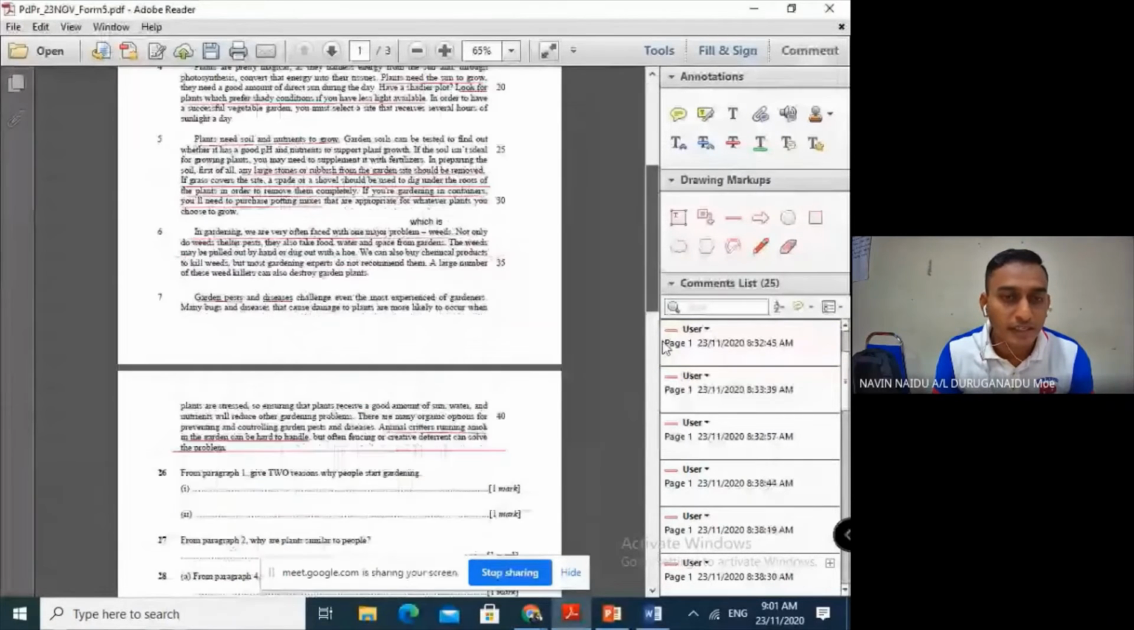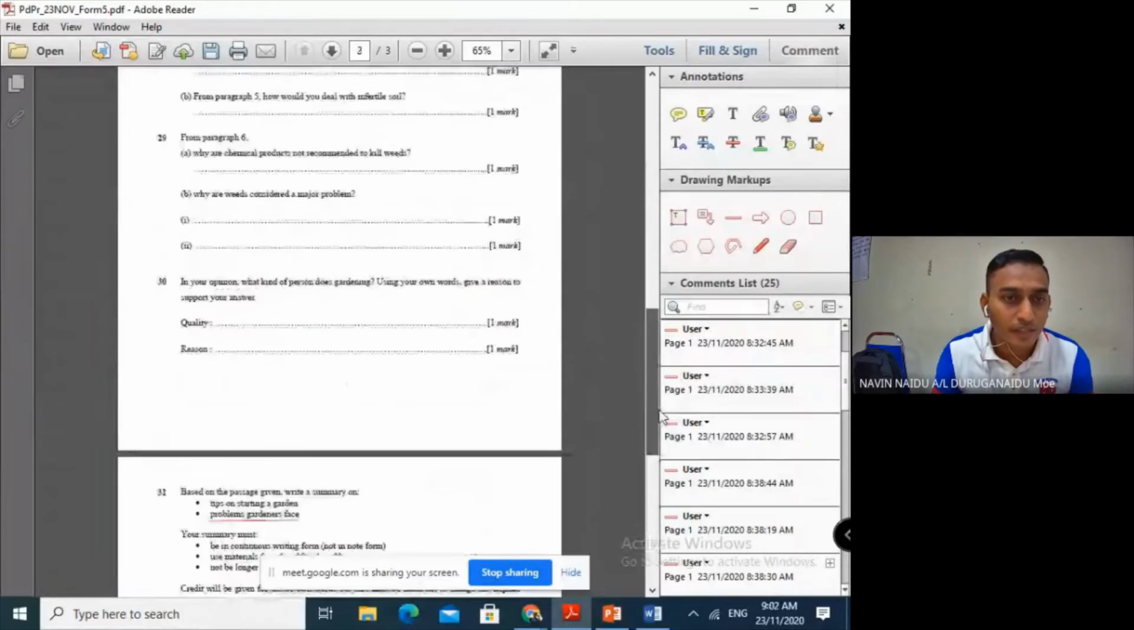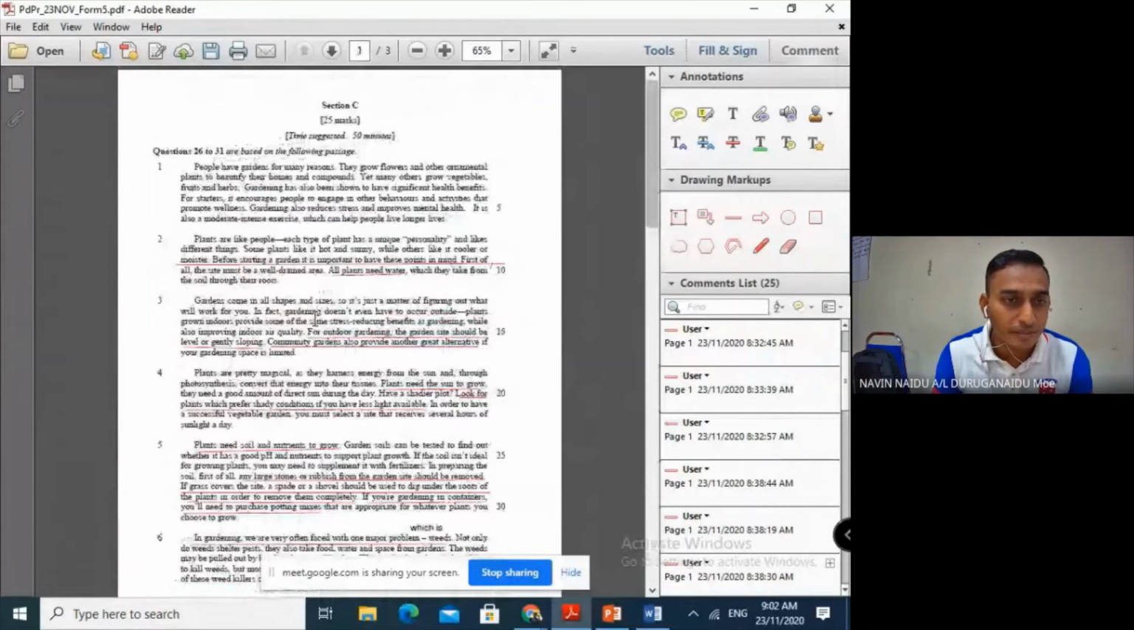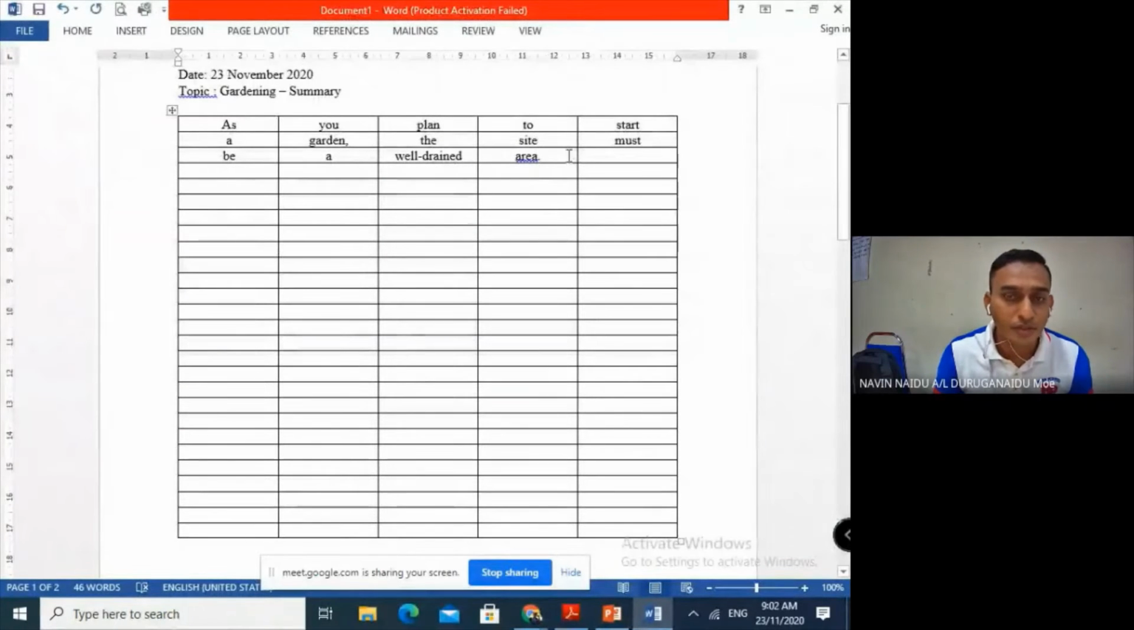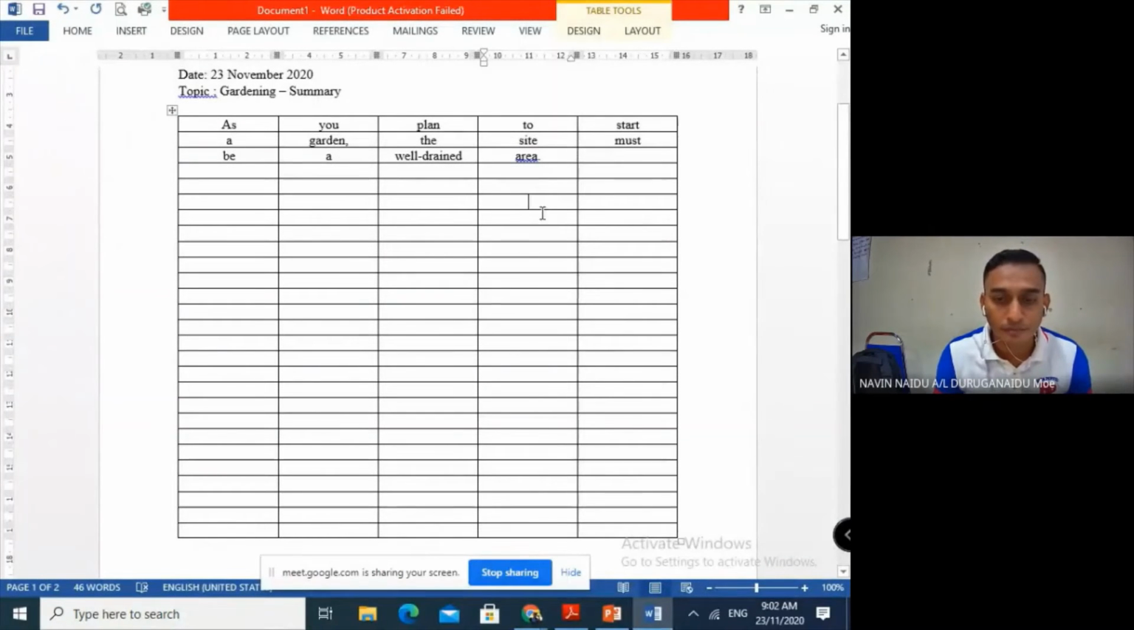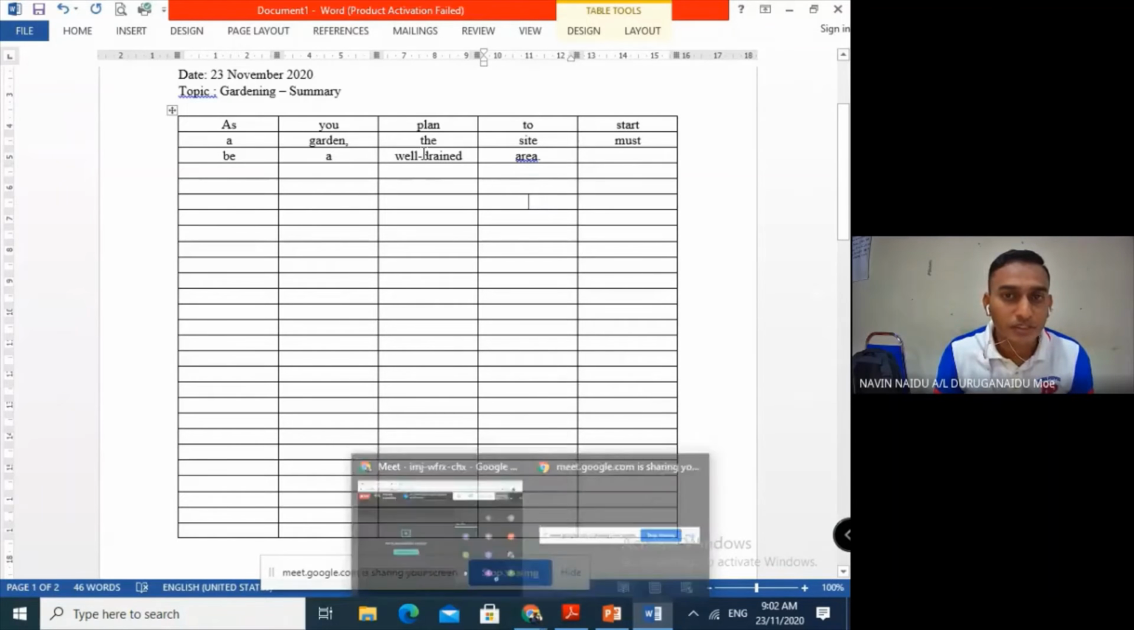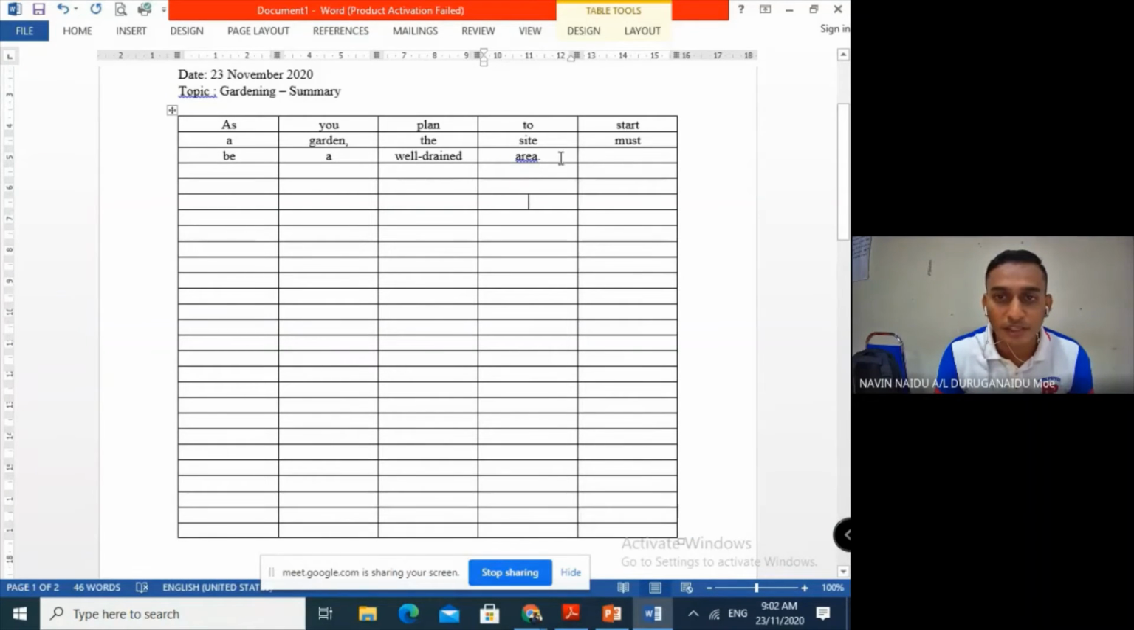As you plan to start a garden, the site must, okay, try to find the clue word. Okay, the site must be a well-drained area. So you just take a part of the sentence, be a well-drained area, and complete it into your summary. All right. Okay, so that is the end of your first content point.